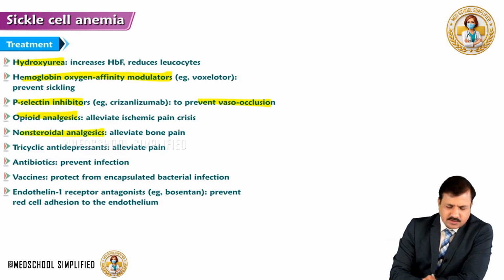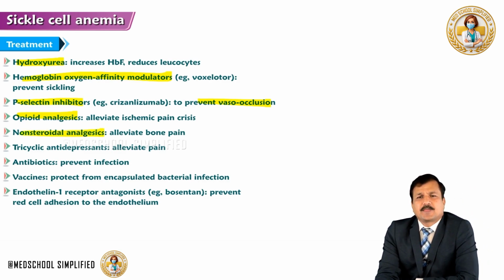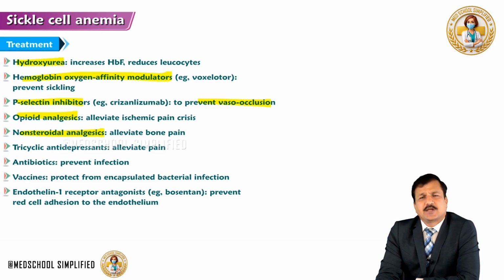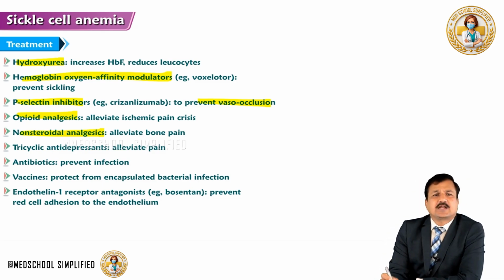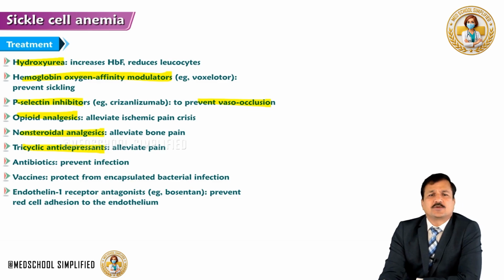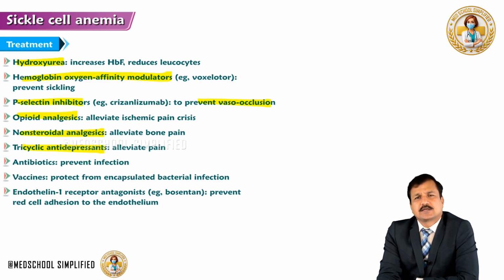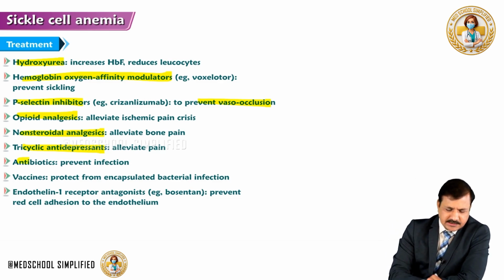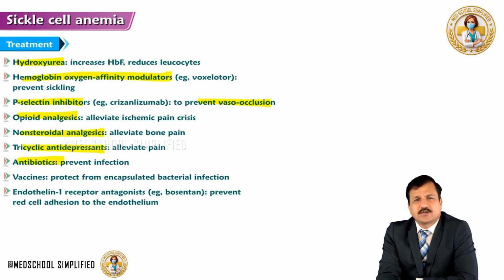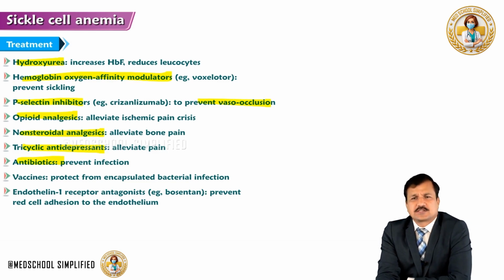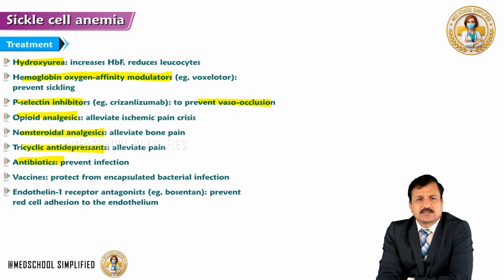Non-steroidal analgesics can also be used to decrease the pain, such as ketorolac, aspirin, acetaminophen, ibuprofen. These things can be prescribed. Tricyclic antidepressants can also be used to decrease the pain, like amitriptyline, which is a tricyclic antidepressant. Antibiotics can also be used to prevent infections like cephalosporins, which is like cefuroxime, or amoxicillin clavulanate, azithromycin, cefaclor. This type of antibiotics can be used.